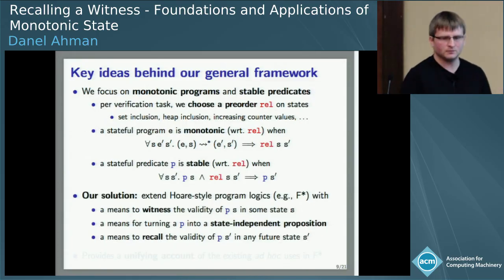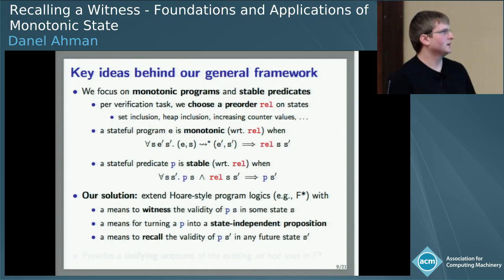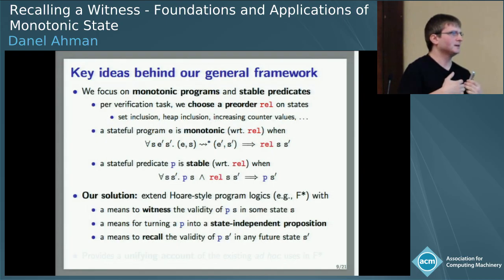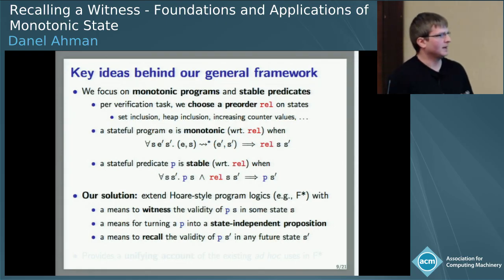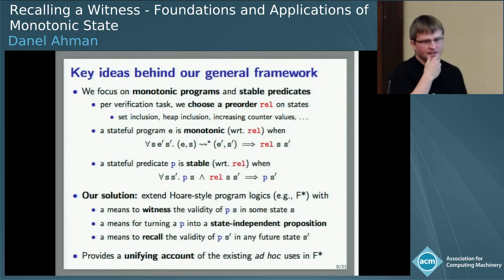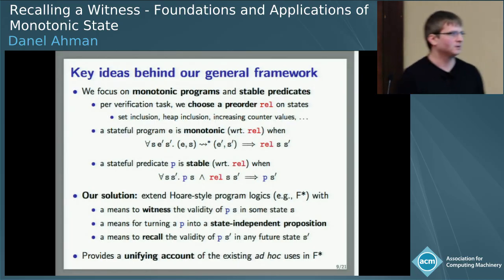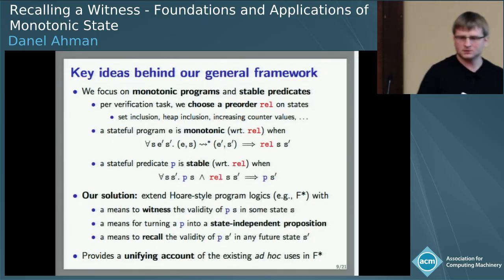And the solution that we provide here, written in English at that very high level, is to extend a simple Hoare-style logic with a means, first of all, to witness that a stable predicate is true at some particular program state. Then a means for turning essentially that knowledge into a state-independent proposition so that it can flow through your pre and post conditions. And then a means to recall the validity of this predicate P in some future state. What makes it all work is this state independence that allows this knowledge to flow through the pre and post conditions. And then what we do is essentially provide a unifying account of various forms of ad hoc monotonicity that was already used in F star.